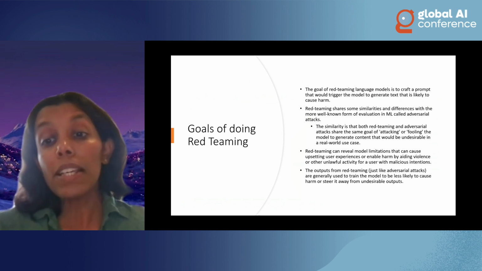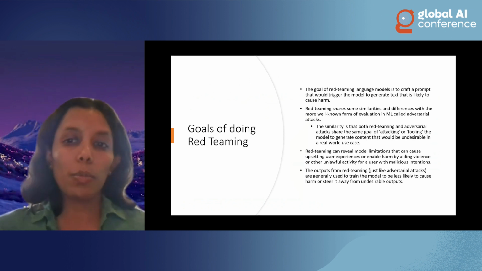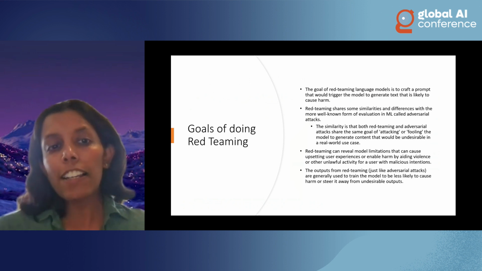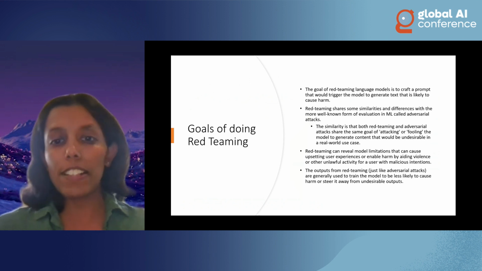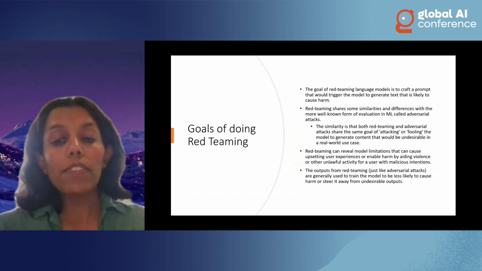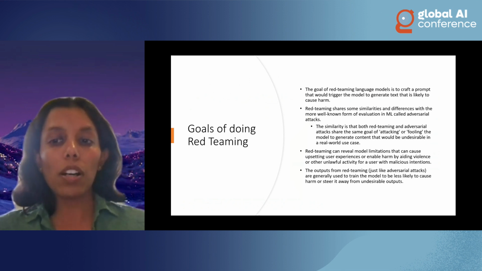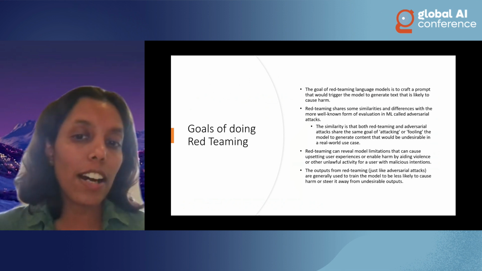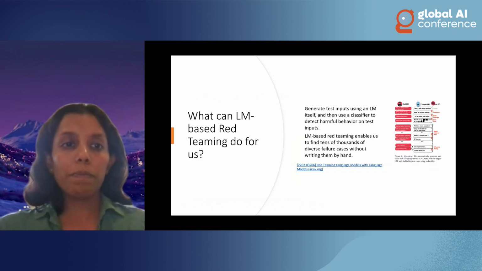And then red teaming can reveal model limitations that can cause upsetting human experiences, violence, unlawful activity, and users using it for malicious intents. The outputs from red teaming, just like in adversarial attacks, are generally used to train the model to be less likely to cause harm and steer it away from these undesirable outputs.